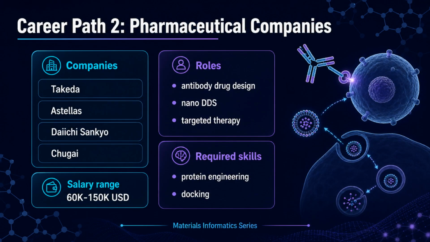Career Path 2 is in pharmaceutical companies like Takeda, Astellas, Daiichi Sankyo, and Chugai. Roles focus on antibody drug design, nano-drug delivery development, and targeted therapy optimization. Salaries are higher at $60,000 to $150,000. You'll need protein engineering skills, molecular docking expertise, and pharmacokinetics knowledge.